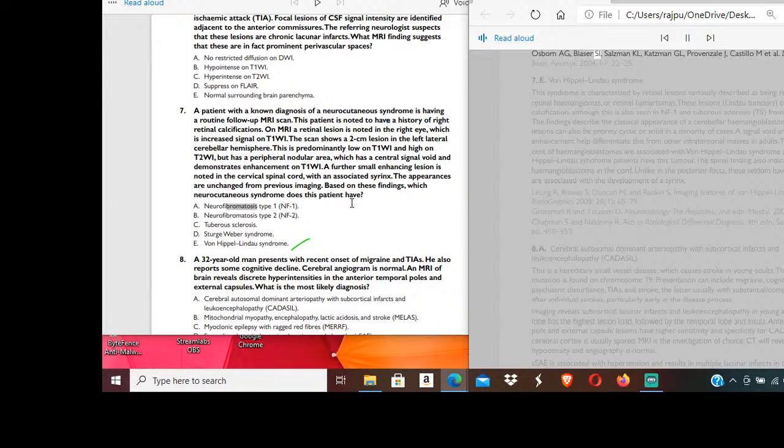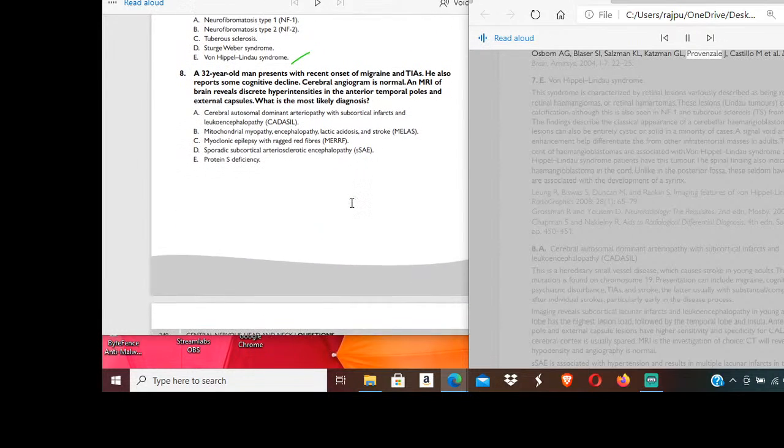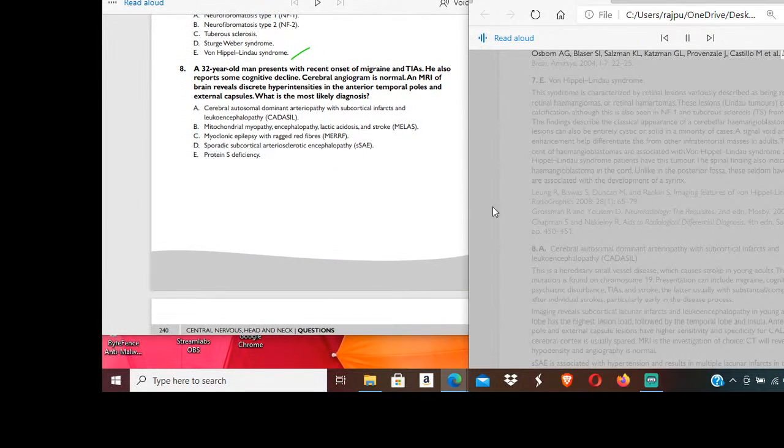Osborn AG, Blaser SI, Salzman KL, Katzman GL, Provenzale J, Castillo M, et al. Diagnostic Imaging: Brain, Amirsys, 2004. 7. E. Von Hippel-Lindau syndrome. This syndrome is characterized by retinal lesions variously described as being retinal angiomas, retinal hemangiomas, or retinal hamartomas. These lesions, Lindau tumors, cause retinal calcification, although this is also seen in NF1 and tuberous sclerosis, TS, from other causes.